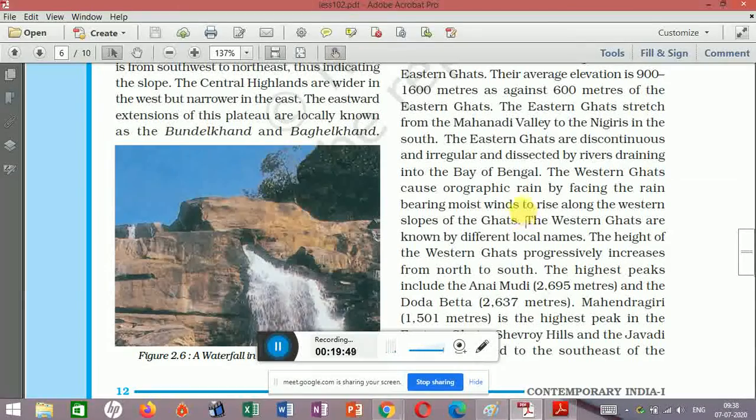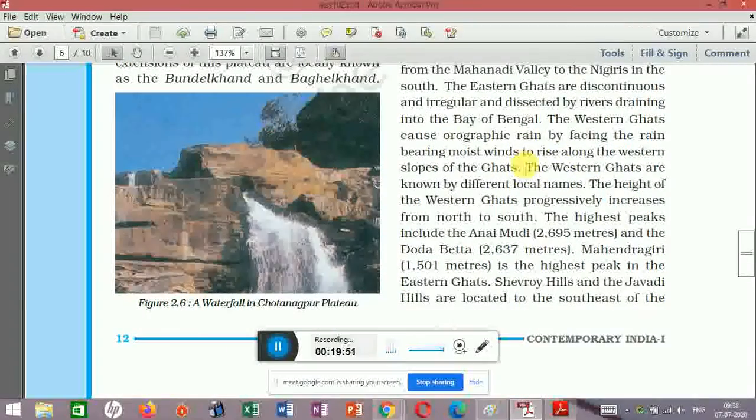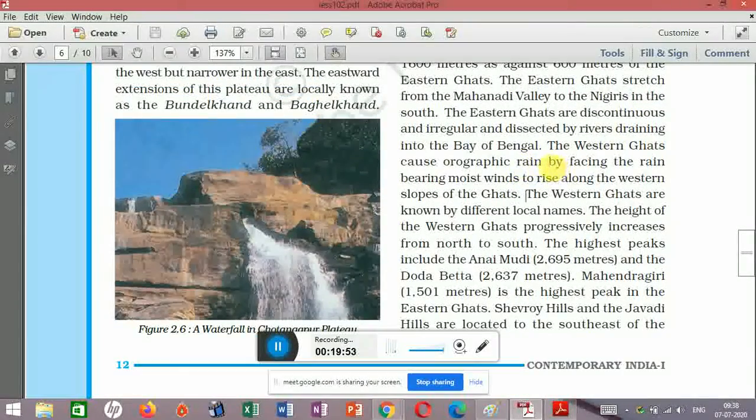Okay, and here the Western Ghats cause orographic rainfall by forcing the rain-bearing moist winds to rise along the western slopes of the Ghats. That means the Western Ghats are influencing the climate of the western coast. Okay, so it causes orographic rainfall.